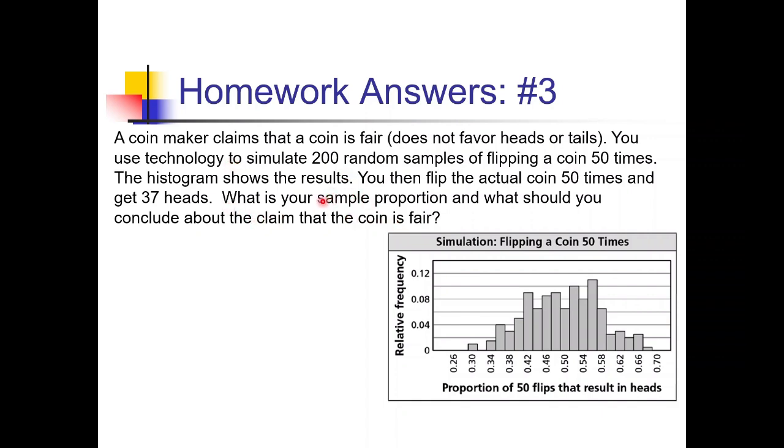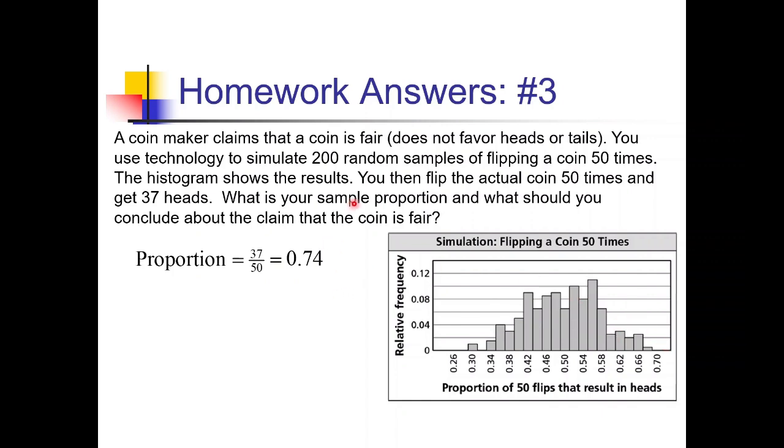So our proportion is just going to be 37 over 50, which comes out to 0.74 if I'm not mistaken. So this is your own personal sample proportion. This is a simulation of basically doing this 200 times, and here's what the computer got, all the different proportions that the computer got when it did this.